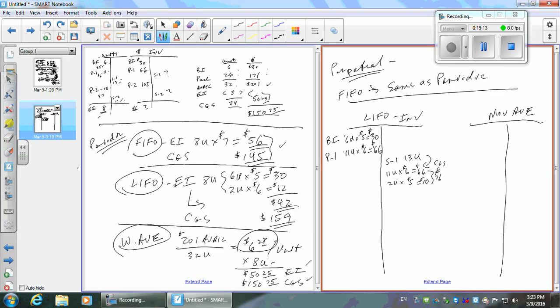What do I have left now? I sold all 11 at the last purchase. And I sold 2 of the 6 I started with. How many do I have left? 4 units at $5. We call that a LIFO layer. It's going to be $20, isn't it? Well, 96 here less 76 is 20. A miracle, right? Of course it's true. Okay, that's all we're doing.